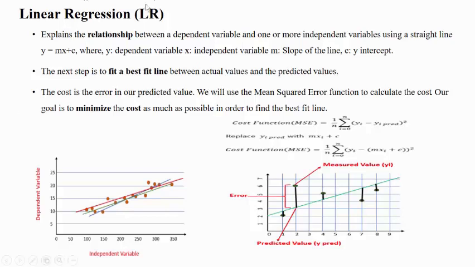Basically, what linear regression does is it explains the relationship between the dependent as well as the independent variable with the equation y is equal to mx plus c for a simple linear regression. Then it tries to fit a best fit line between the actual as well as the predicted value, and the cost is the error in our predicted value, which is usually calculated using mean squared error. So the goal of linear regression is to minimize this cost function as much as possible in order to find the best fit. And the cost function here is given as 1 upon n summation of i equal to 1 to n, (yi minus y hat) whole square. So this is the cost function of linear regression.